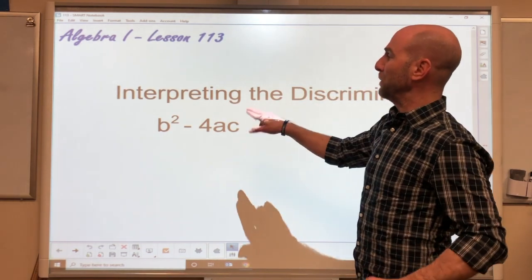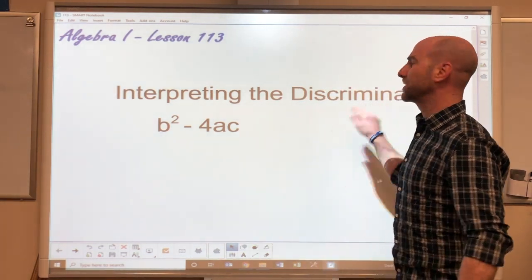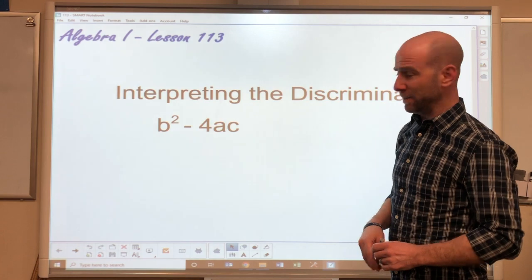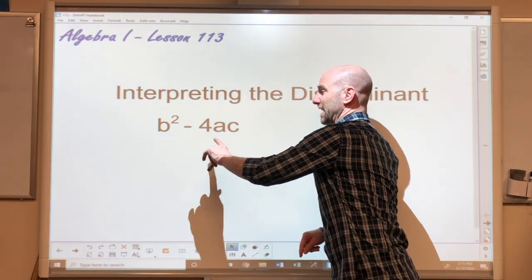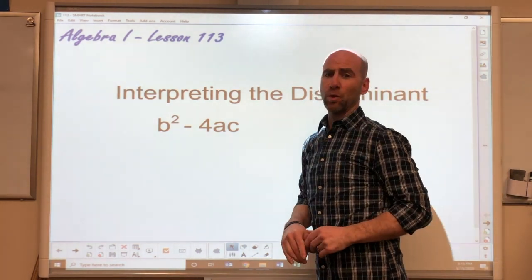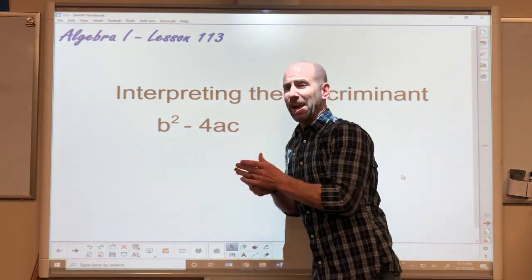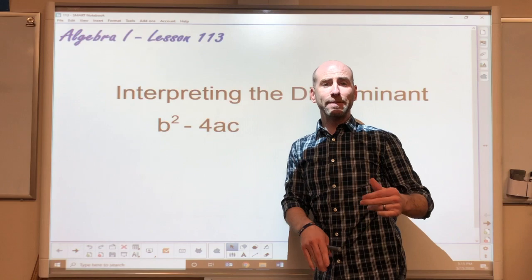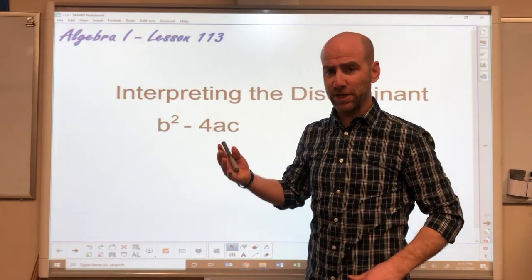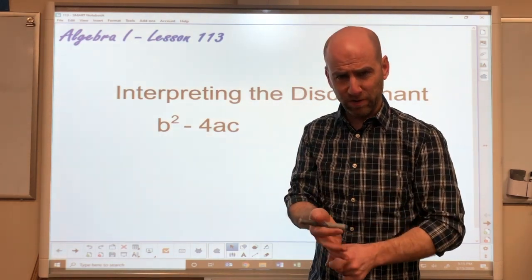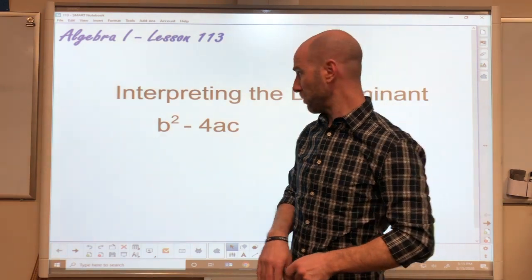We are interpreting the discriminant. Recap: this is the discriminant of the quadratic formula. The value that this gives us tells us something about the number of solutions there are, the number of roots, the number of zeros.